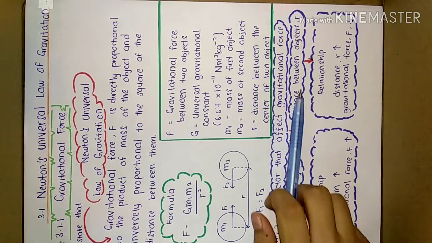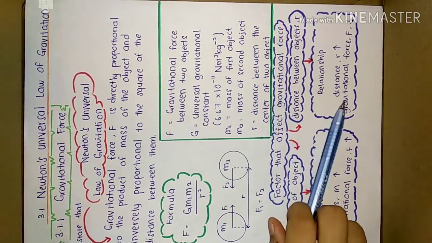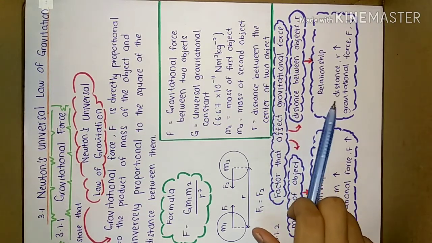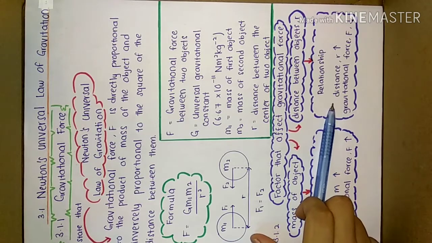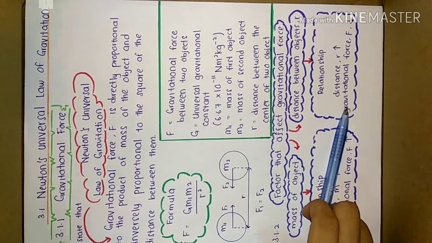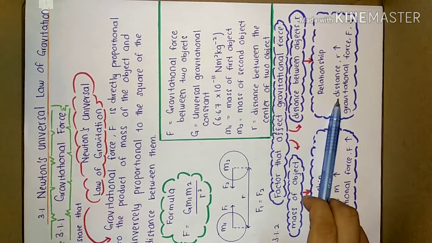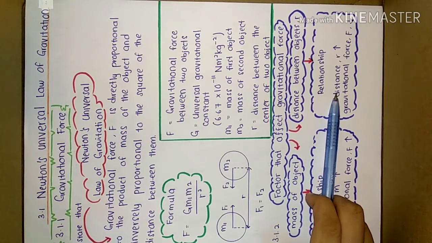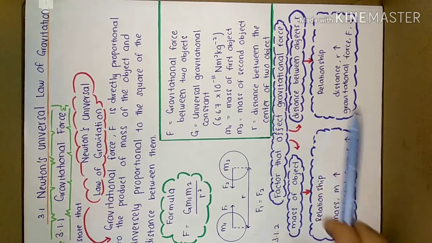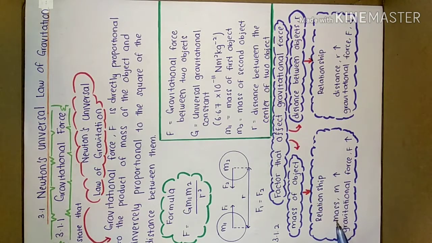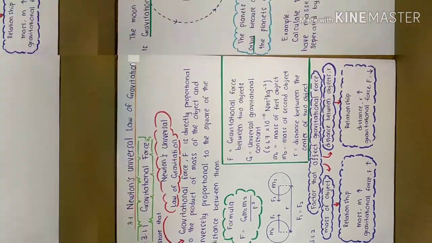As for the distance between the objects, the relationship between distance and gravitational force is when distance is increased, gravitational force is decreased because the distance is inversely proportional to the gravitational force. For the mass, we have mass is directly proportional to the gravitational force. Okay, so let's move to the next.